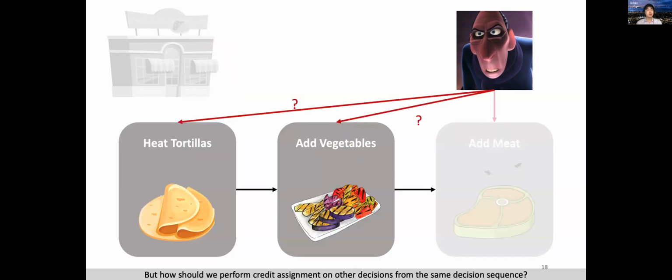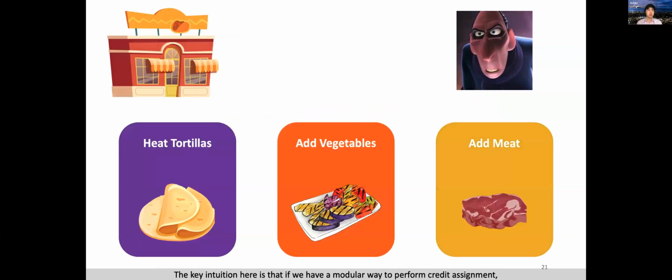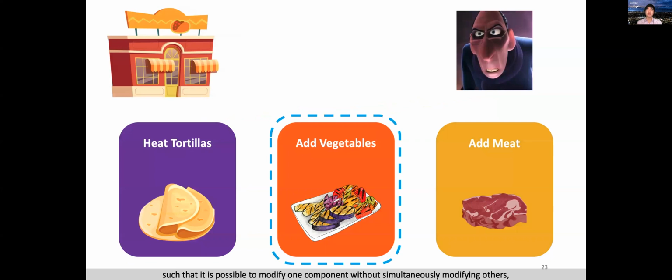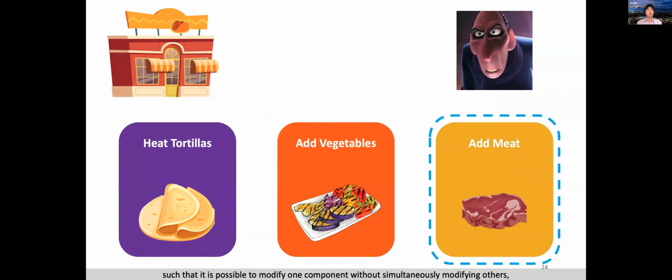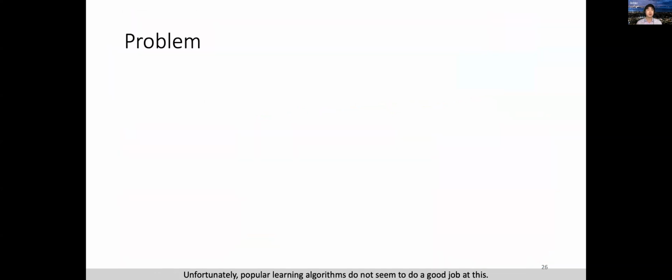But how should we perform credit assignment on other decisions from the same decision sequence? Intuitively, nothing. We should be isolating credit assignment only to the last step without affecting anything else. The key intuition here is that if we have a modular way to perform credit assignment, such that it is possible to modify one component without simultaneously modifying others, then the system could more efficiently adapt to new contexts that have not been anticipated before.